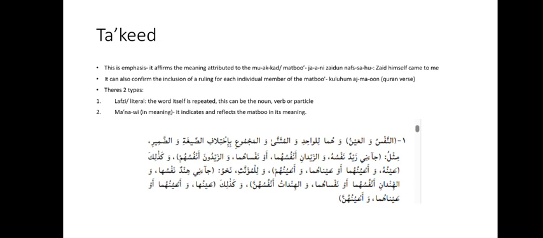Or for ainuhu, it will be a'yunuhuma or ainahuma or a'yunuhum, depending on if it's masculine, feminine, or if it's singular, dual, or plural. So far these are just masculine examples. Sorry. So nafsahuma and ainahuma are just dual forms.